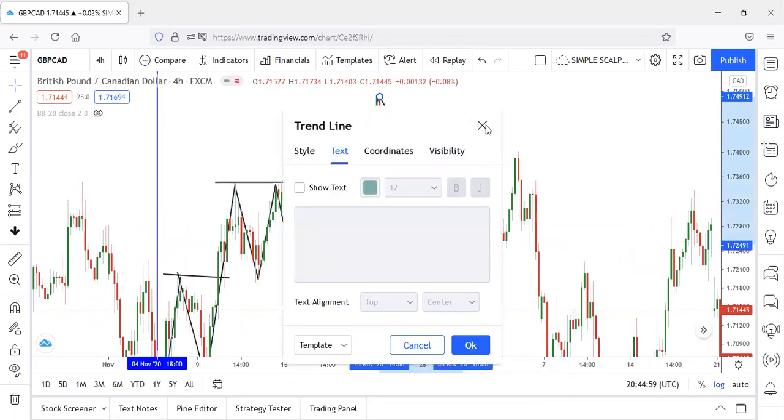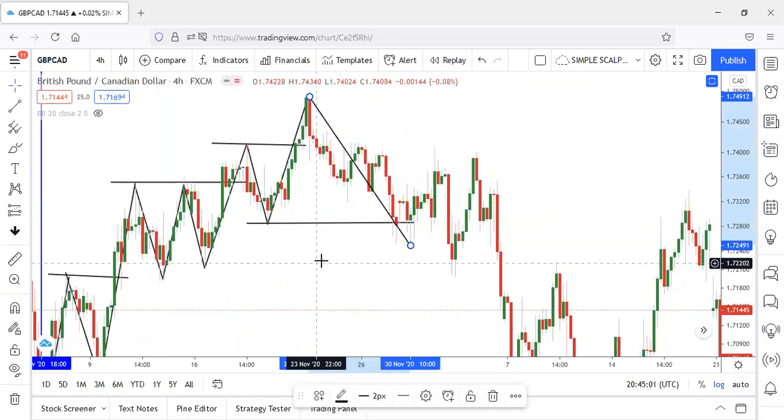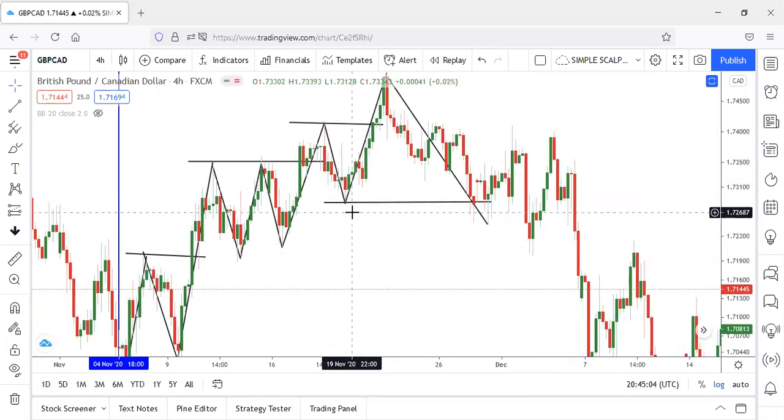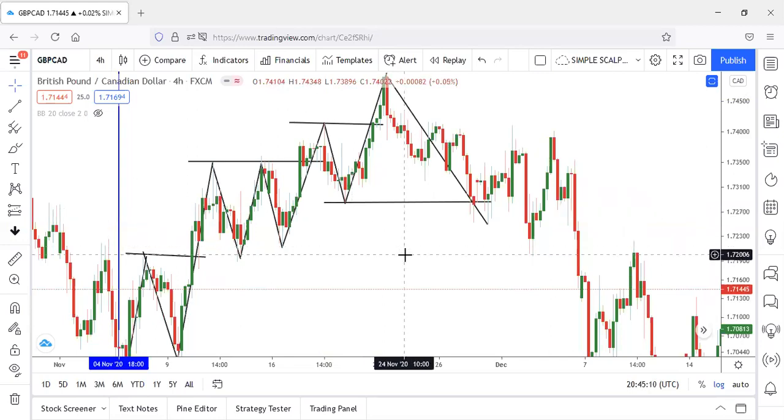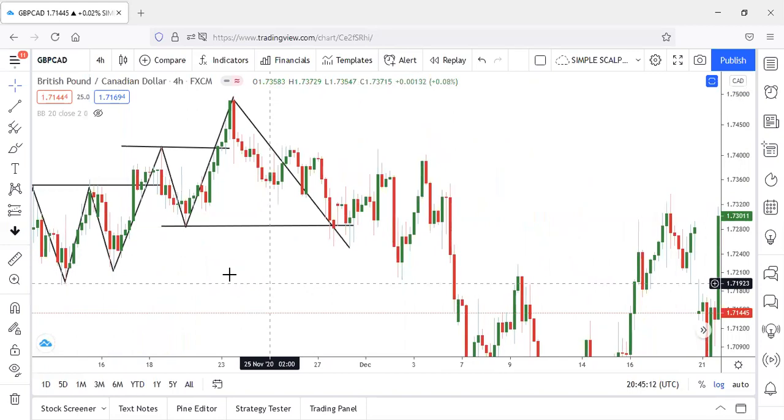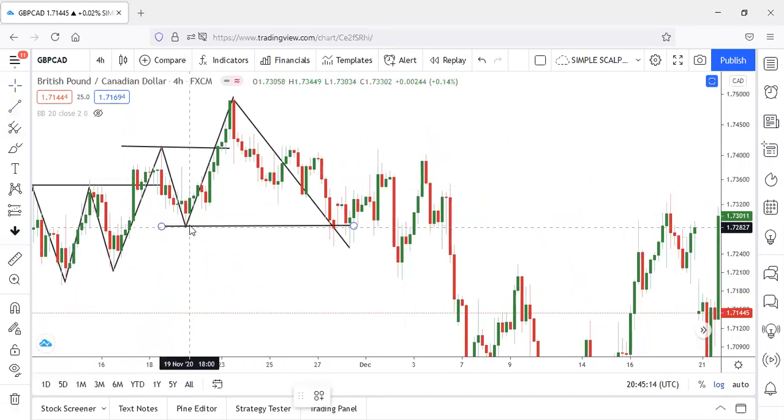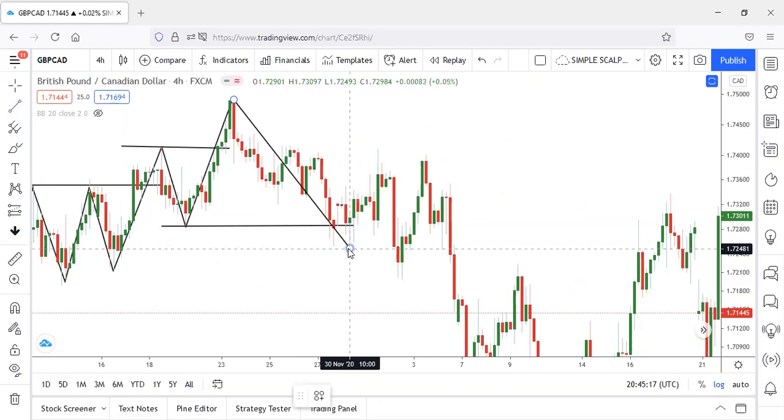So once we see this break of structure right here, it's a confirmation to us that we should not look for a buy anymore. We want to continue looking for a sell. All right? I hope this is making some sense. So now, since we have the break of structure, the next thing we want to see is that we want to wait for a pullback.